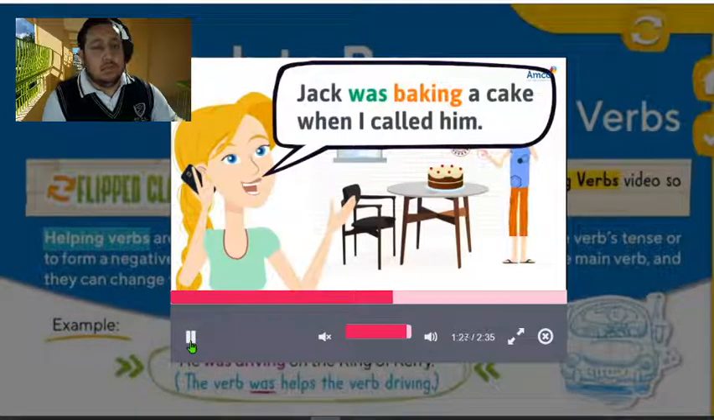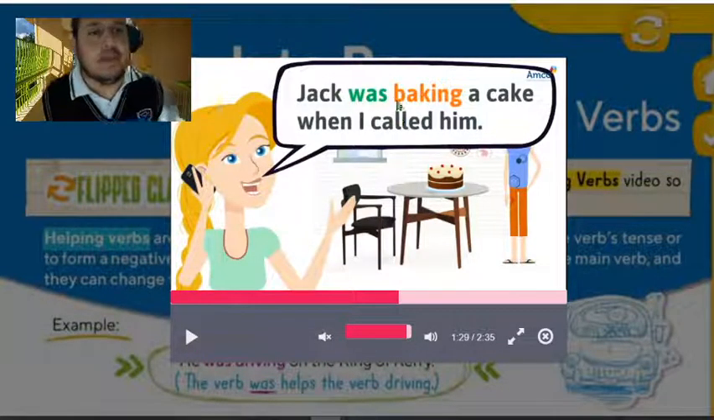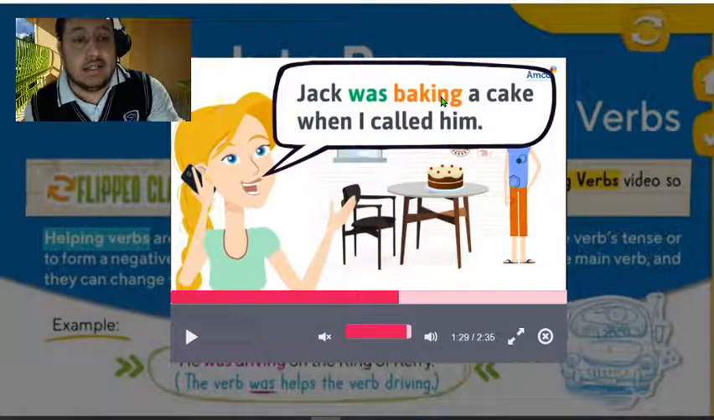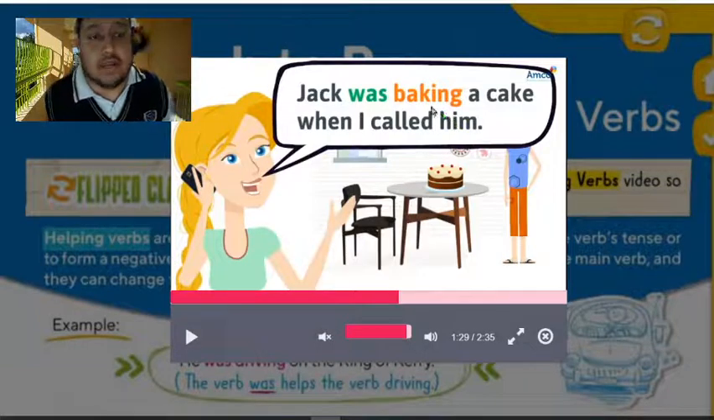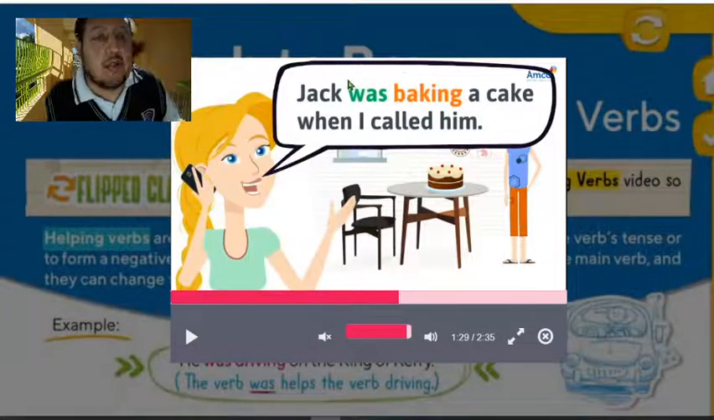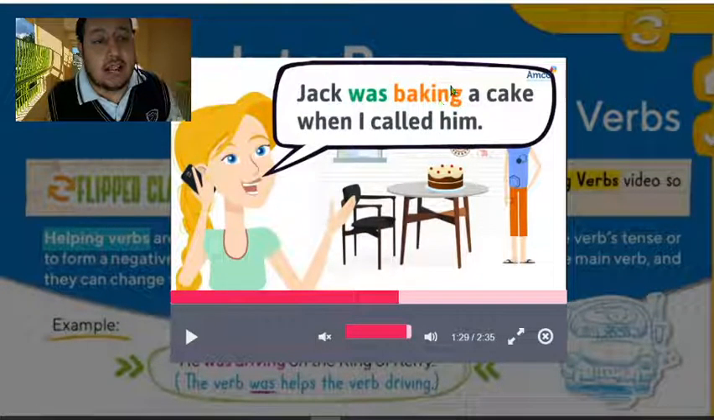Jack was baking a cake when I called him. We have another example here. Jack was, este es verb to be, recuerden, este es pasado. El de hace ratito en la anterior oración era en presente. Jack was baking a cake when I called him. Pues aquí sigue trabajando igual, verbo auxiliar, helping verb, porque está antes de un verbo con ing, right?